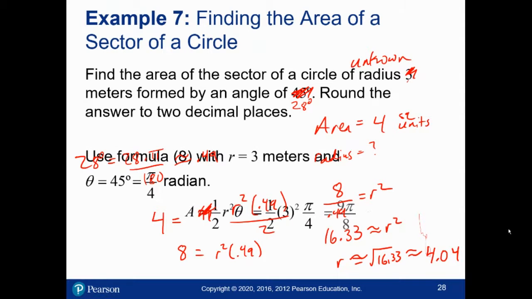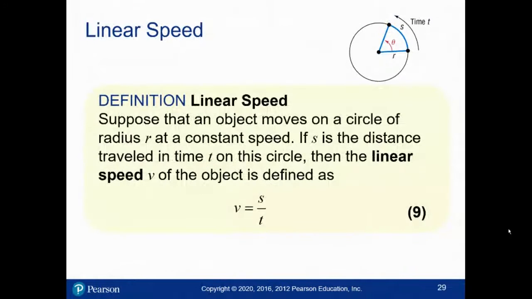Okay, sorry, skipping ahead. All right. Now suppose you have a wheel and it's rolling along the ground. Okay. So the radius of the wheel is given by r, and the object is moving at a nice constant rate. Okay.